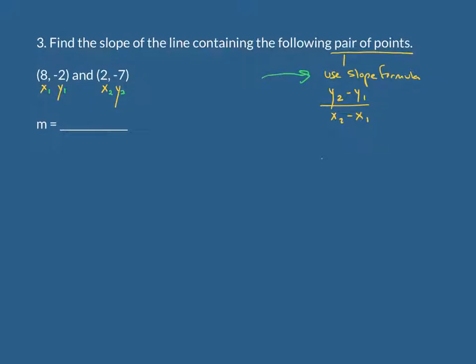We've got y2, so I'll write that down below. y2 is -7. And we're going to subtract whatever y1 is. And in this case, y1, I'll put this in parentheses, y1 is -2. So be careful with negatives because we're subtracting a negative number. We're subtracting y1 over x2, which is 2, minus whatever x1 is, which is 8.